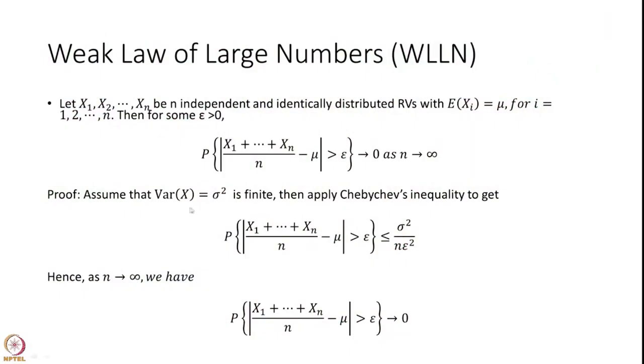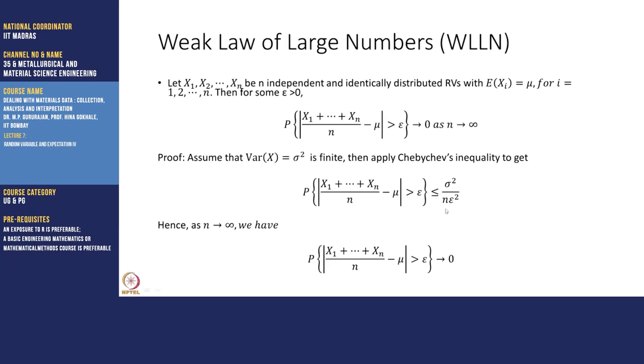The proof is rather simple. We have to make one assumption, that these random variables have a variance sigma square which is finite. See, there are cases in which you have infinite variances also. So, here we assume that the variance of all x is sigma square, which is finite. Then we apply the Chebyshev's inequality to this. And if you apply the Chebyshev's inequality, it is obvious that as n tends to infinity, this quantity tends to 0.